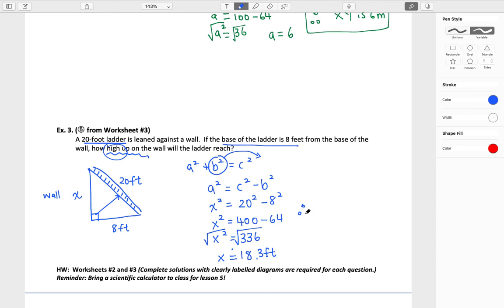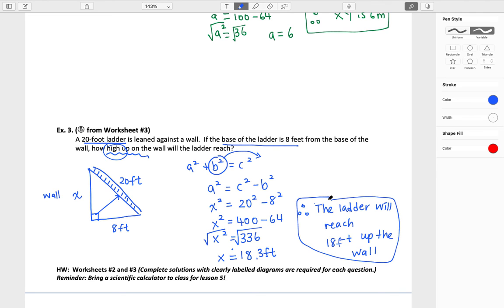So therefore, the ladder will reach 18 feet up the wall. And that should be your final answer for a word problem. Make sure you always draw the diagram and answer with a paraphrase.